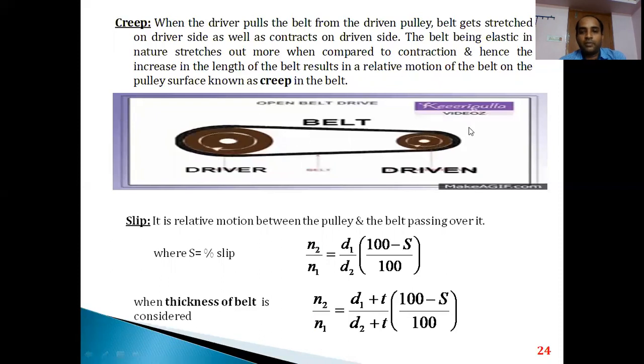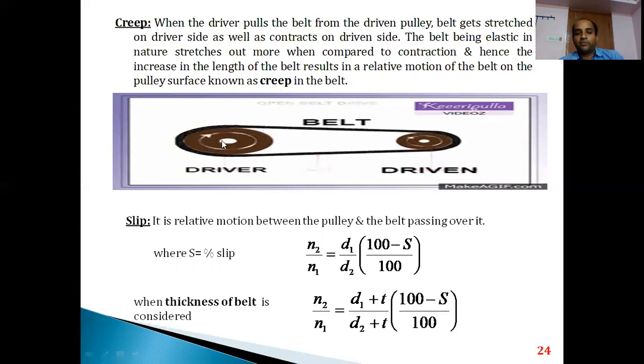There is a relative motion of the belt developed on the pulley surface, and this relative motion developed on the pulley surface, we call it grip. Many times, if you don't have this grip, then the belt will not stand on these pulleys. It immediately moves out of the pulleys.